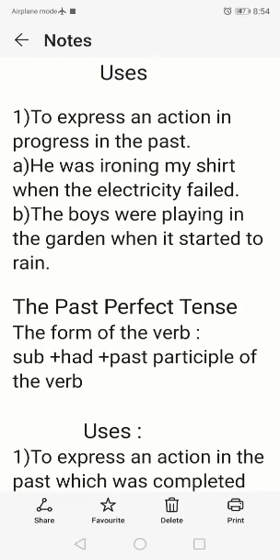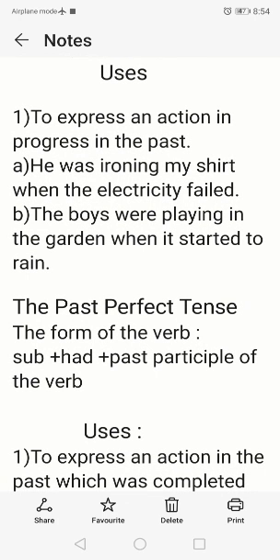That is to express an action in progress in the past. So the action which was in progress. So in the past, the action was going on, but in the past it was in progress.